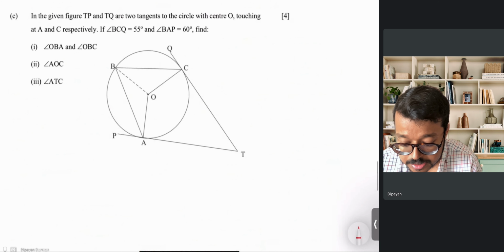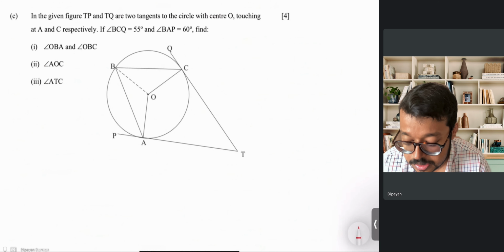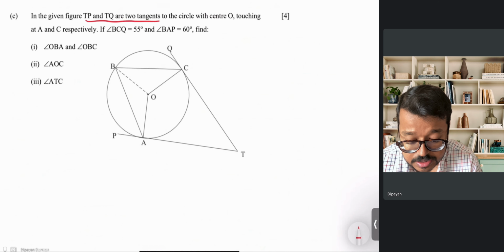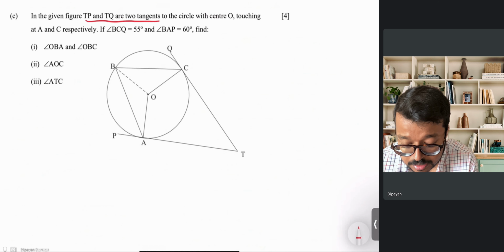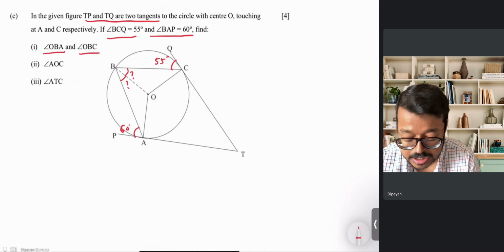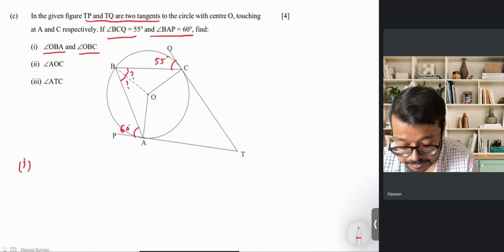Okay, moving ahead. In the given figure, I have two tangents, TP and TQ, with center O, and then two angle measurements are given. BCQ is 55 degree and BAP is 60 degree. I need to find angle OBA and OBC. Alright, so let's focus on that first.